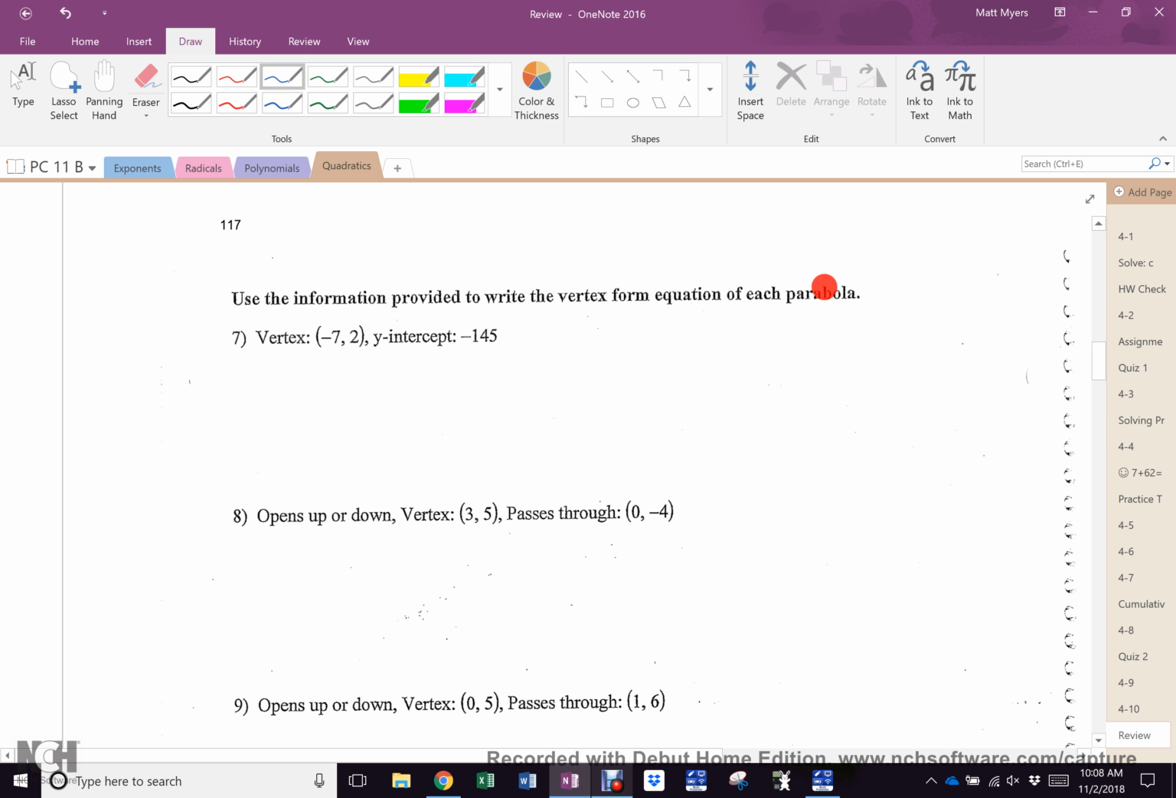Vertex form of each parabola. 1 mark. Maybe for all of them. Vertex form of this parabola. Vertex form is y equals, not negative a, you idiot, a(x minus p) squared plus q. So, what do we got there? y equals a(x plus 7) squared plus 2. What's the only thing missing? a. What point is that?